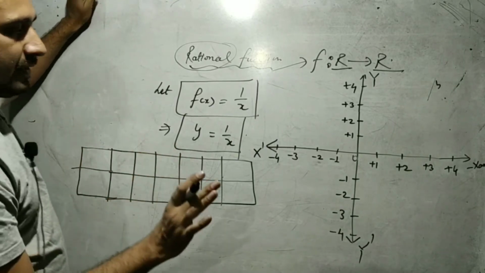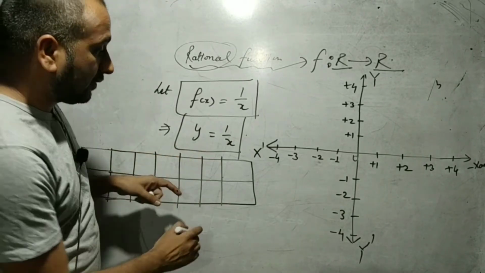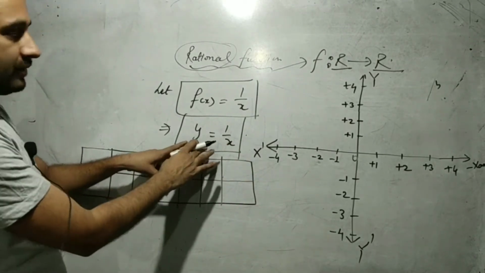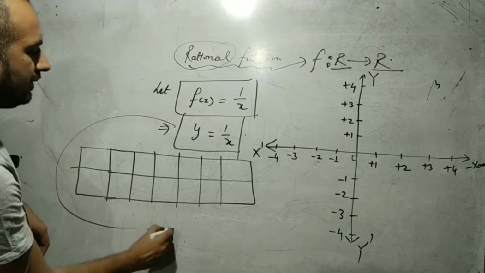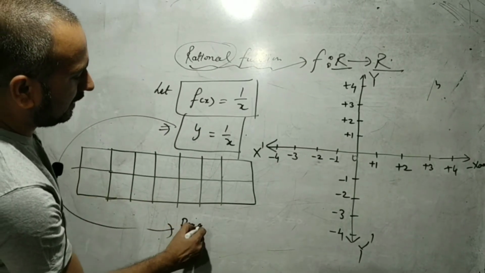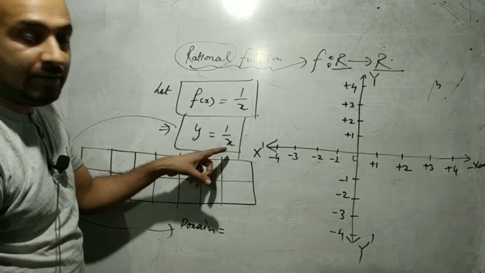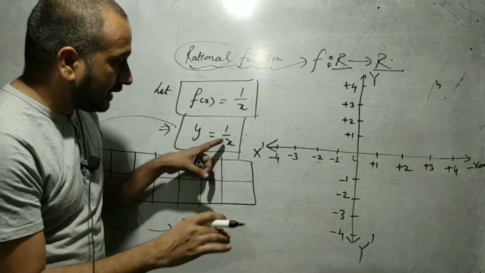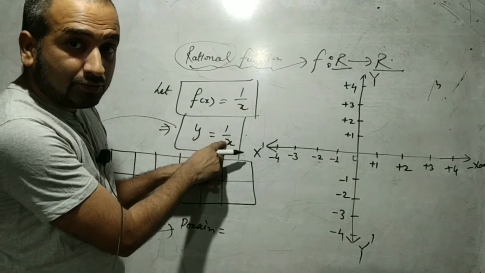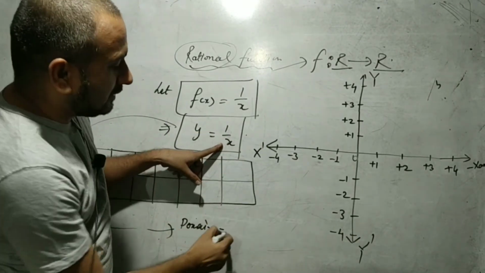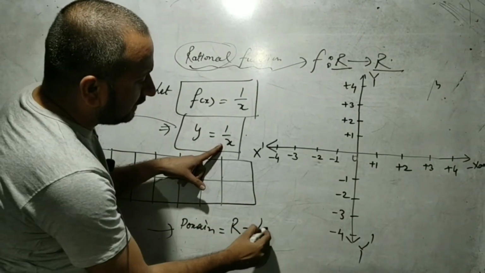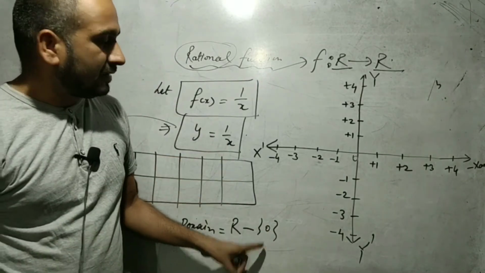But students, tell me, we can directly find the domain here. What is the domain of this function? Here x never will be equal to 0, because it is a rational function. So x does not equal 0, which means we can put all the real numbers, but we cannot put 0. So this is known as the domain of this function.